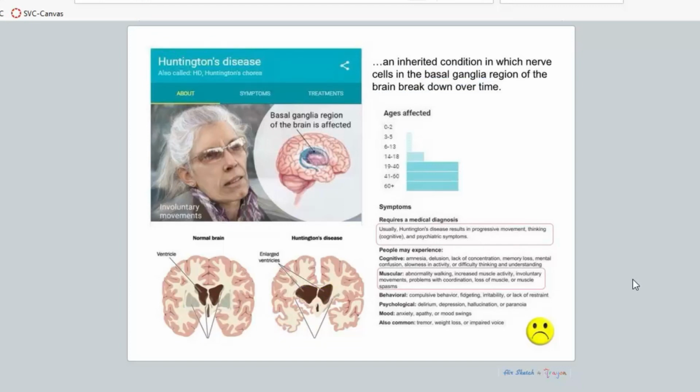So what are the symptoms of Huntington's disease? Well, there's a lot of muscular symptoms. Abnormality walking, increased muscle activity, involuntary movements, problems with coordination, loss of muscle control, muscle spasms. So all of this skeletal muscle control that the basal ganglia are involved in becomes affected if they start to break down.